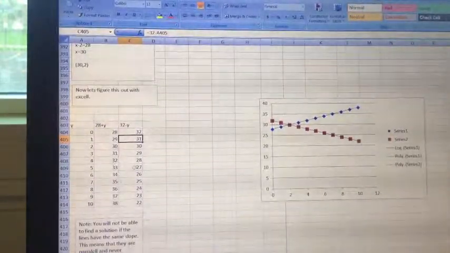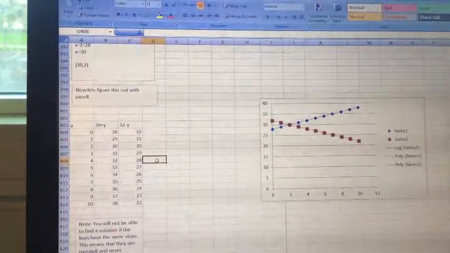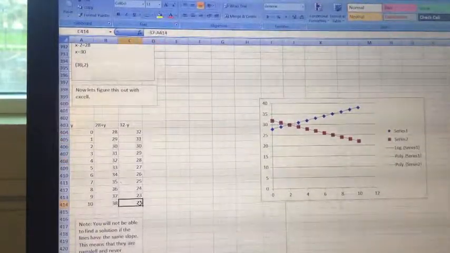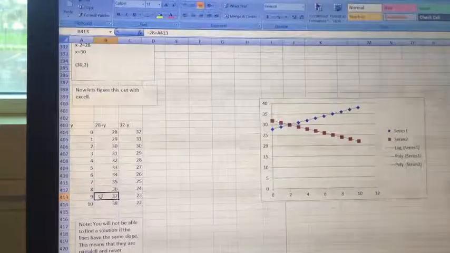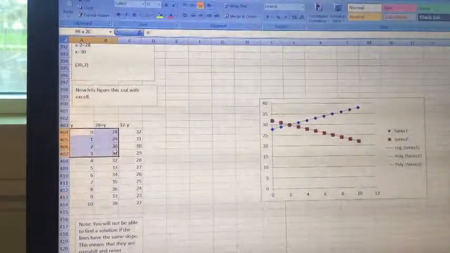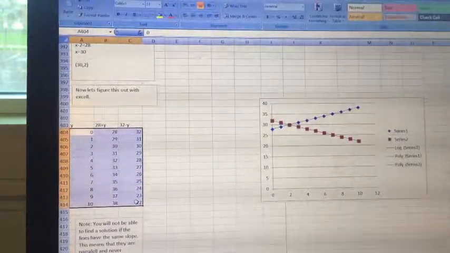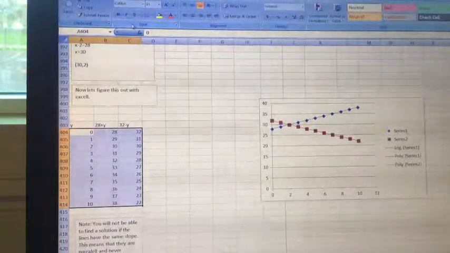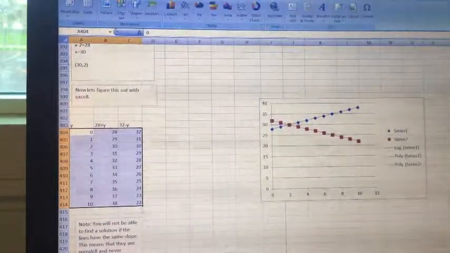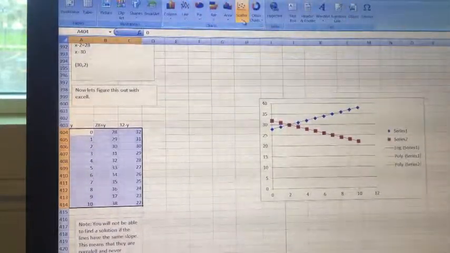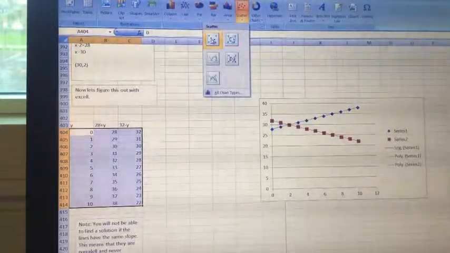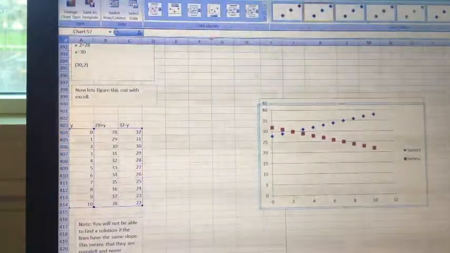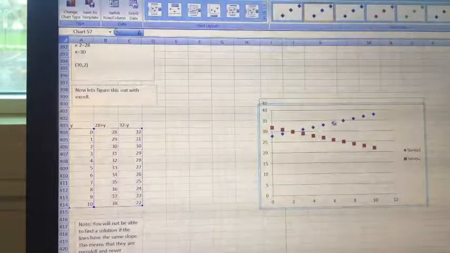Okay, now once we do this, we are going to take all of these columns that we just created, and we are going to highlight them. Okay, so we highlight them. Then we go to insert at the top, and we're going to do a scatter plot again. So we go to the first option here. We're going to do a scatter plot, and it gives us this.